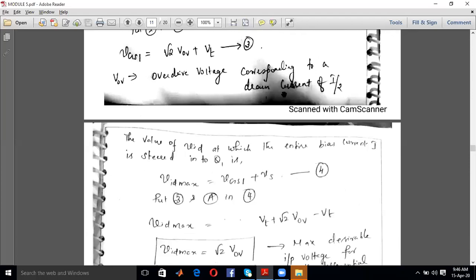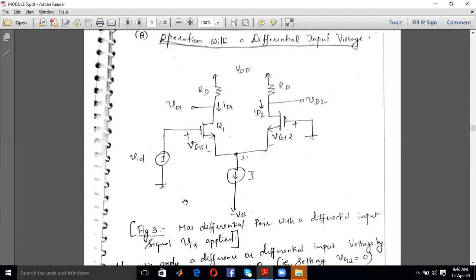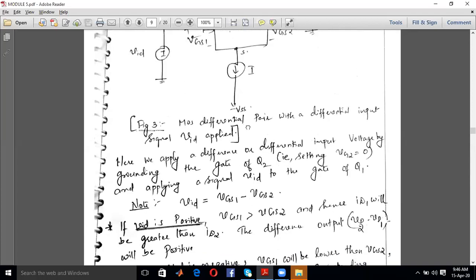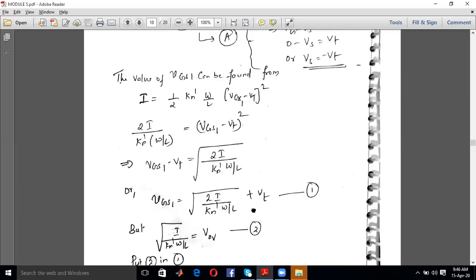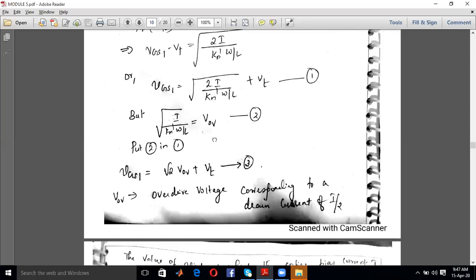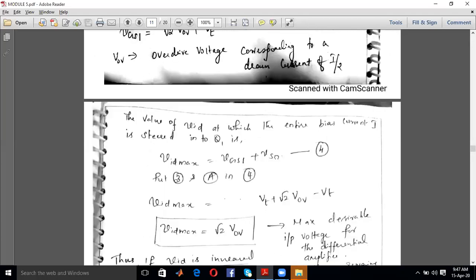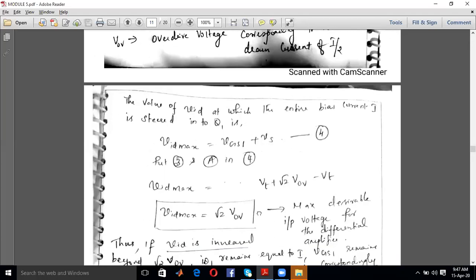How you are going to write the equation for VID is just by applying KVL to the input side. You know, a portion is dropping across gate source. The other portion is coming across S. So VID max is nothing but VGS1 plus VS. So VID max is equal to VGS1 plus VS. Instead of VGS1, you can put this root 2 VOV plus VT. Instead of VS, you will put minus VT. So minus VT gets cancelled.